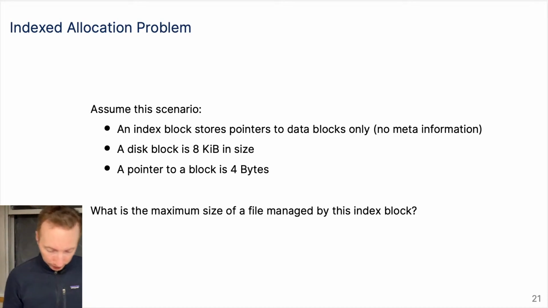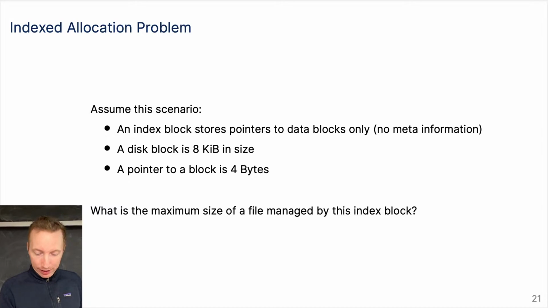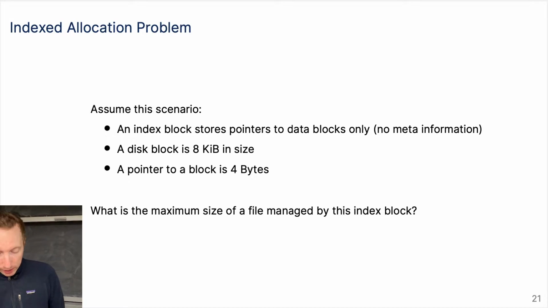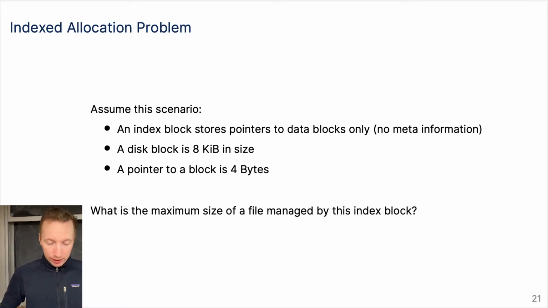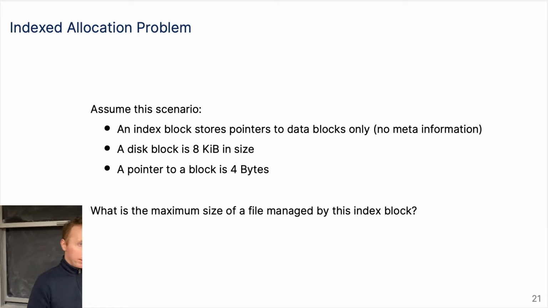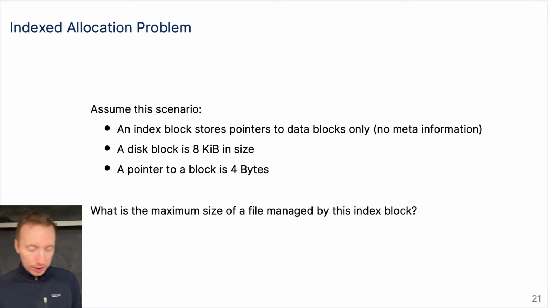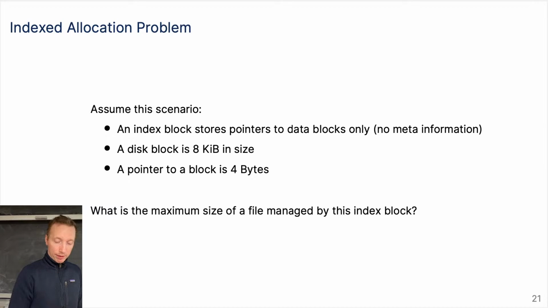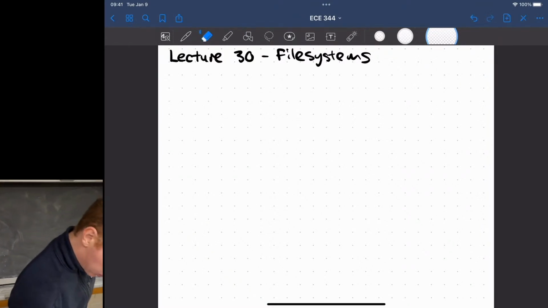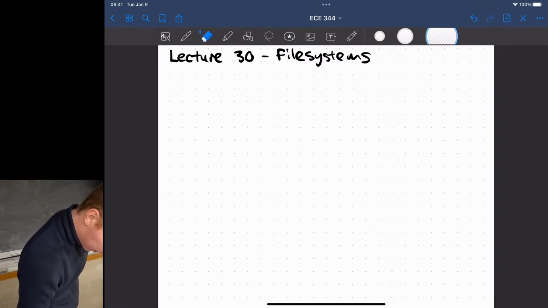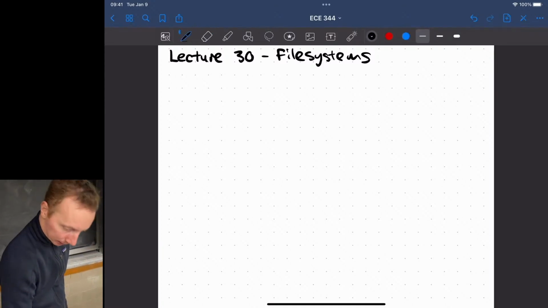So let's go through that quick. If we have an indexed allocation, we would use one block for all of the pointers, and you can think of it exactly as an array. In this example, the disk block would be 8 kilobytes in size instead of 4 kilobytes, so it's a bit bigger. And we're going to assume that a pointer to a block is 4 bytes. So then we can answer the question, what's the maximum size of a file managed by this index block? Excluding the index block size.